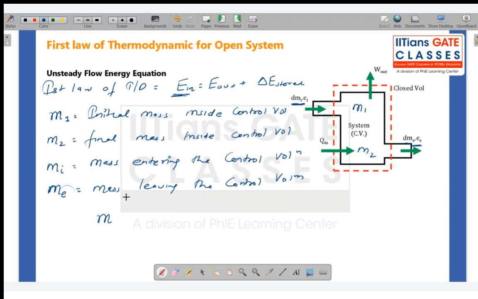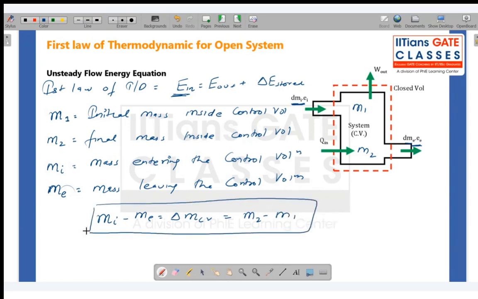So I can say that what is entering minus what is exiting is equal to the change of mass of the control volume, which is M2 minus M1. Same thing we are going to do with energy.